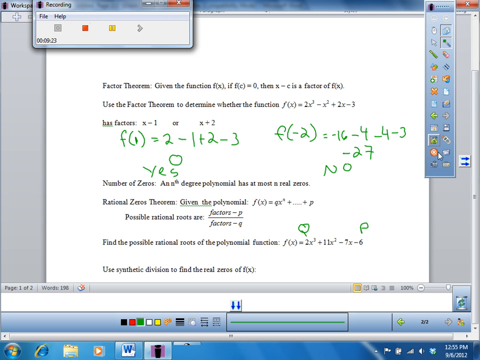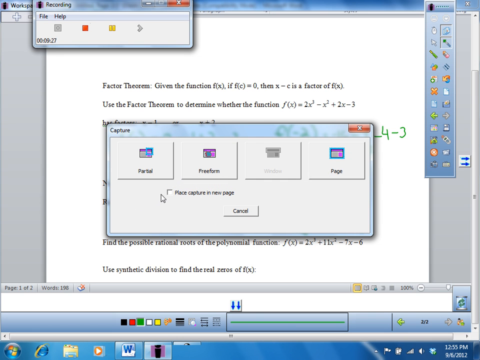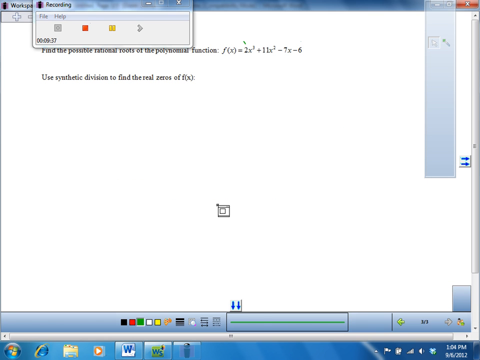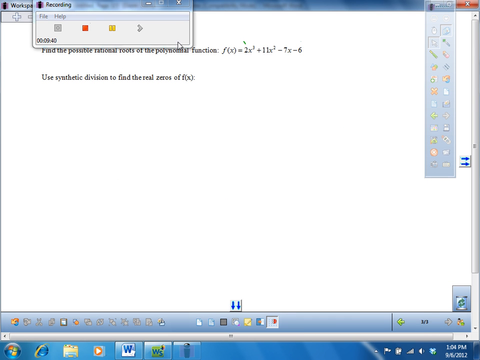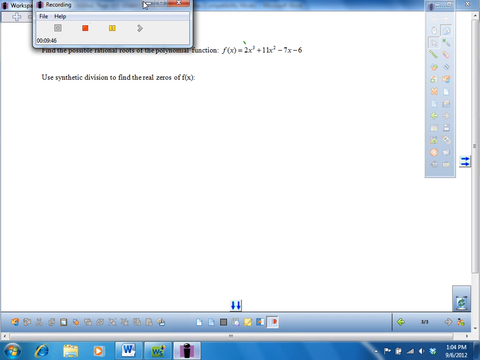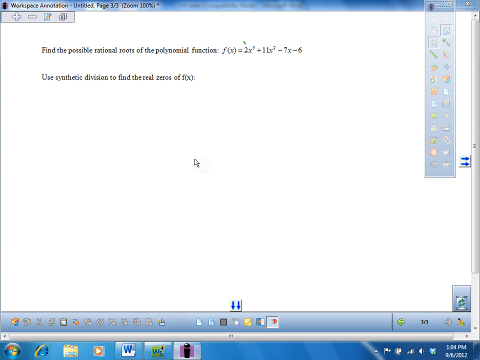So I'm going to take a picture of this so that I can make it bigger. Okay, I want to place a capture, new page. I'm going to go like this. Make it bigger. There we go. Move this thing. Where did it go? There it is. Now I got this good.